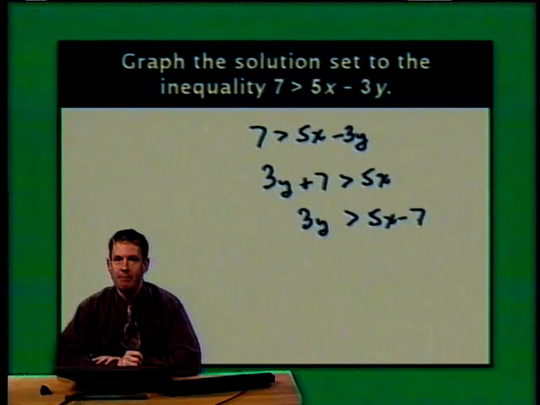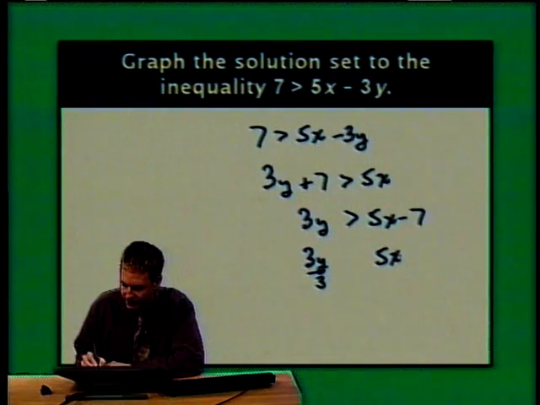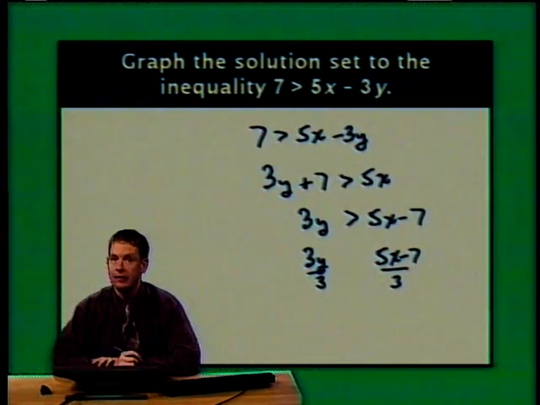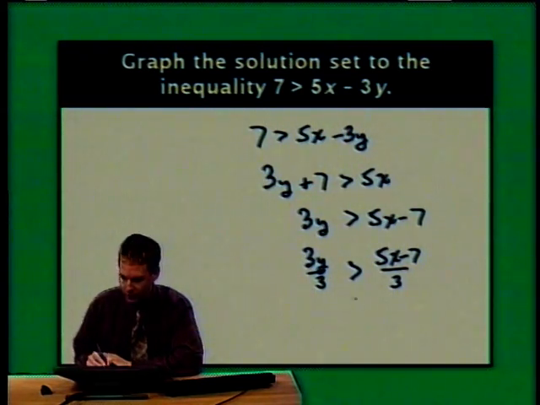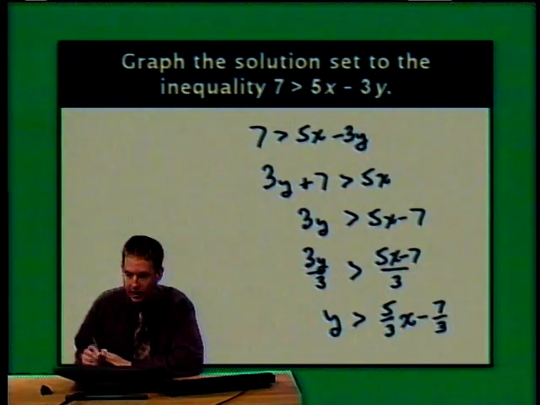Now I need to divide both sides of the inequality by 3. So we have 3y over 3 on the left, (5x minus 7) over 3 on the right. Since I divided both sides by a positive number, the sense of the inequality remains unchanged. The greater than sign is still a greater than sign, and so I'm left with y is greater than 5/3 x minus 7/3.